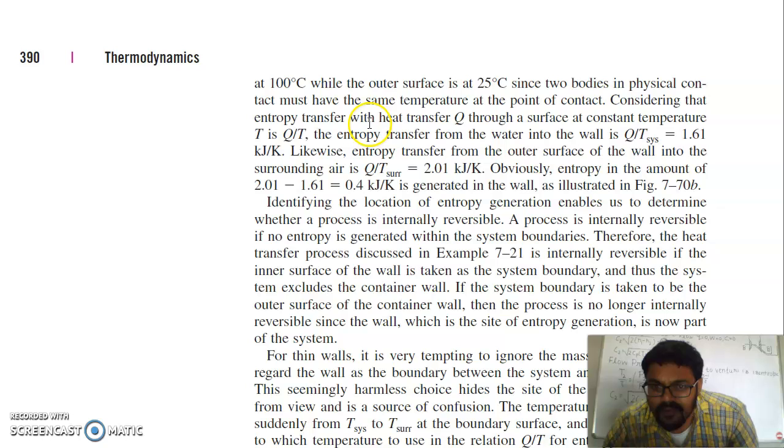Considering that the entropy transfer with heat transfer Q through a surface at constant temperature T is Q by T, the entropy transfer from the water into the wall is Q by T_system, which is equal to 1.61.